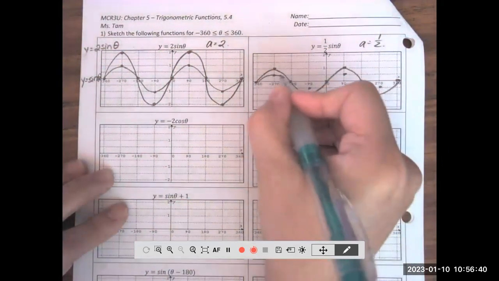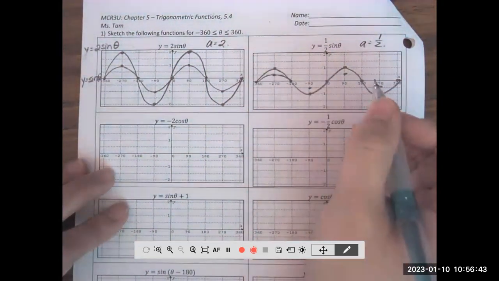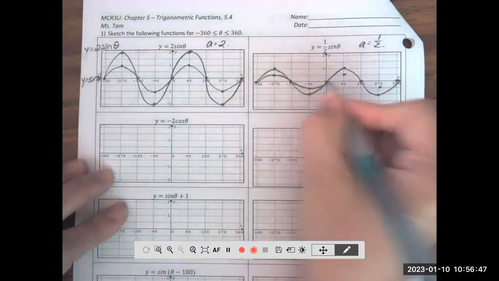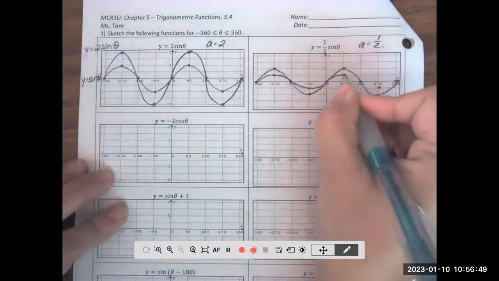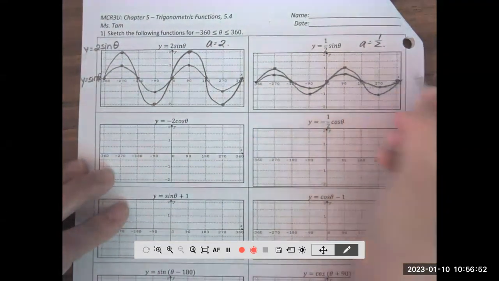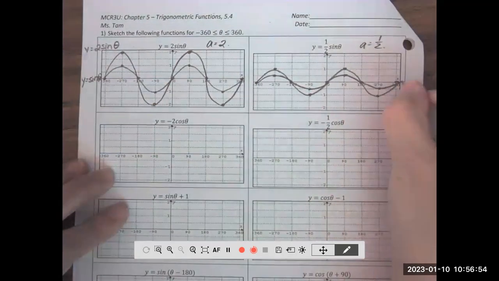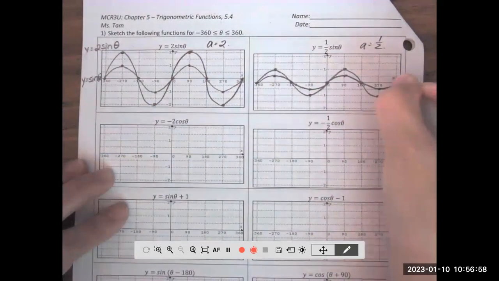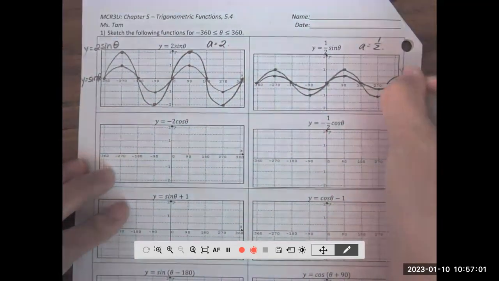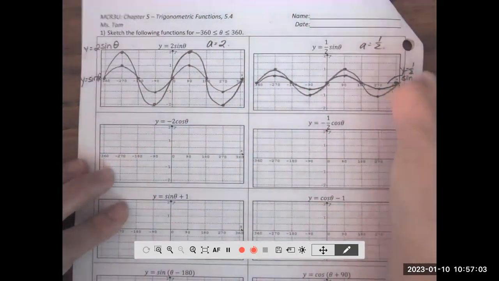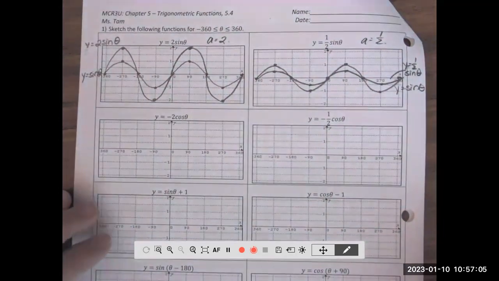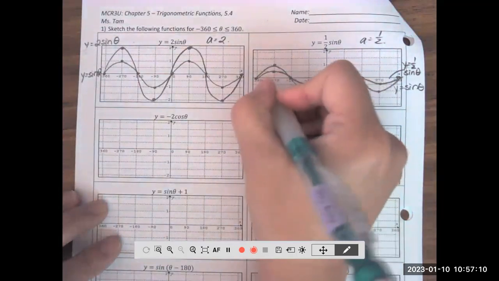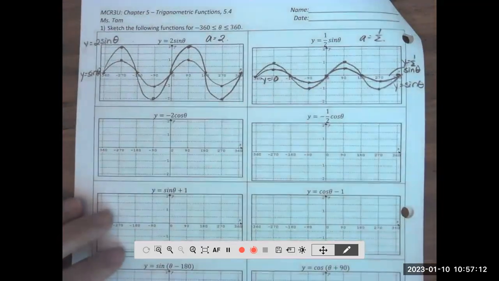Who tried that on their own and got it right? Anyone tried it on their own? Good. Yes, label them. So your original is y equals sine theta. Your new graph here is y equals a half sine theta. And of course, you're going to have more room to do this on your culminating. What is the median line here? Y equals 0. Good.